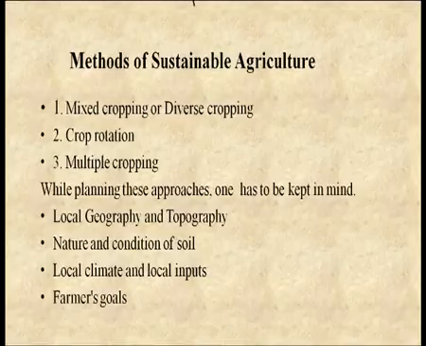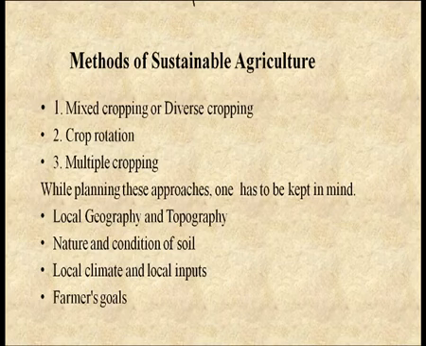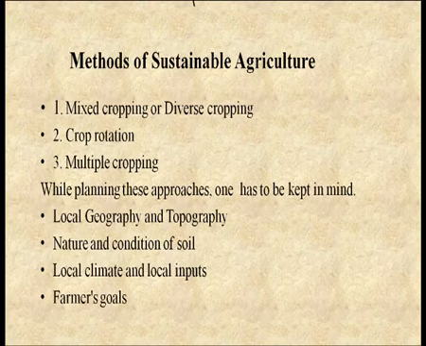Now come to the methods of sustainable agriculture, that will be mixed cropping or diverse cropping, crop rotation, and multiple cropping. While planning these approaches, one has to keep in mind local geography and topography, nature and condition of soil, local climate and local inputs, and the farmer's goal.